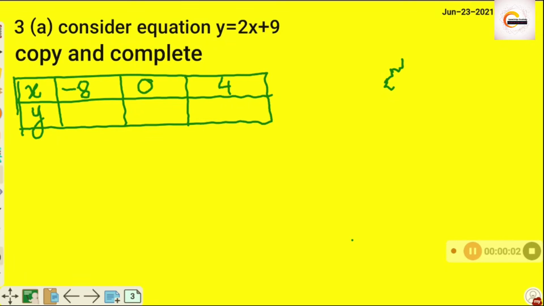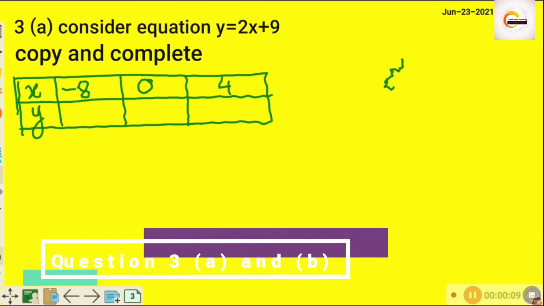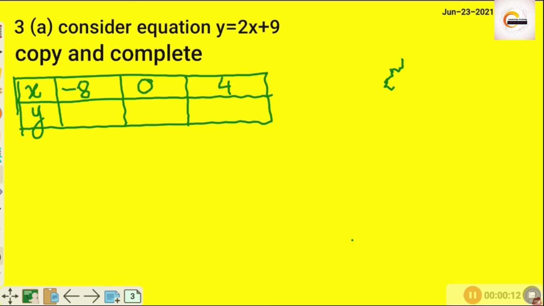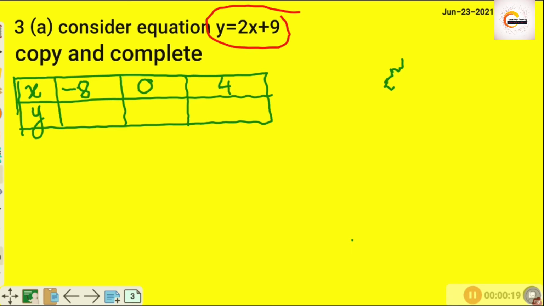Now question number 3a. Consider the equation y equals 2x plus 9. Copy and complete the following table. So first of all, we have to change the given equation into a regular form.